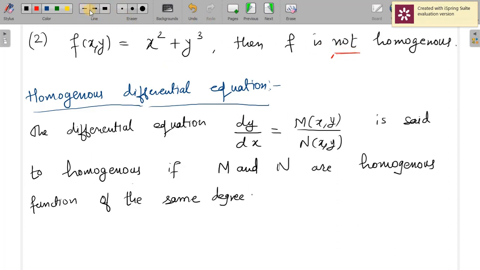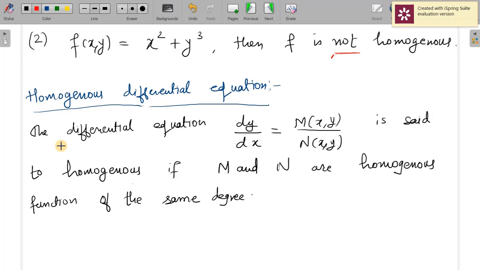Okay, now we are ready to define this term, homogeneous differential equation. Please take a note, I'm defining this. We will come across this homogeneous term once again while defining homogeneous and non-homogeneous differential equation. In that context, it would mean something different.